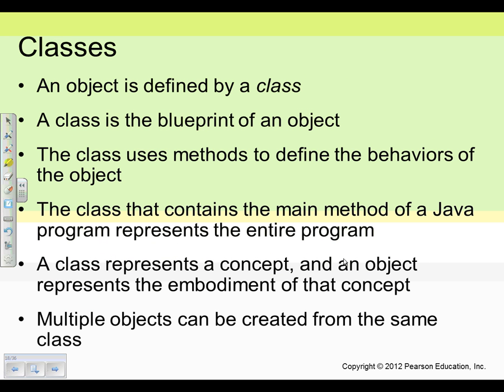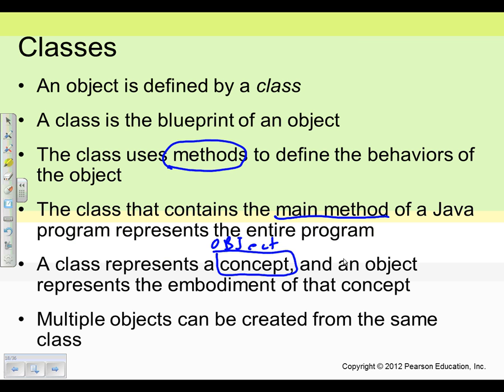All right. An object in programming language is defined by a class. The class is that blueprint. The class uses methods. Think subroutines, okay, to define the behaviors, and properties or attributes to define the characteristics. We have a main method in Java that controls the entire program. The class is a concept, and the object represents the embodiment of that concept.